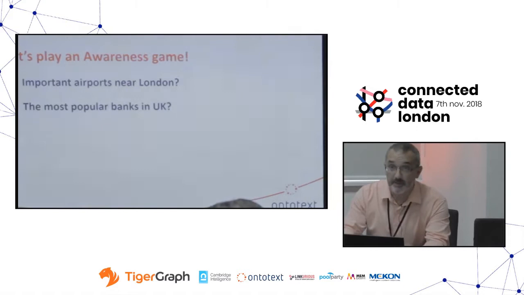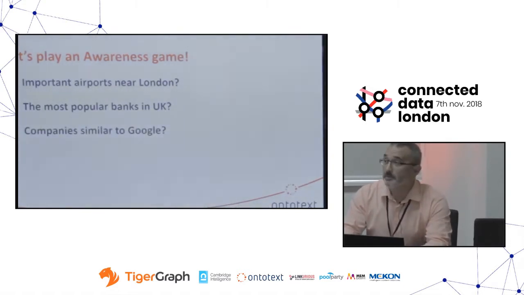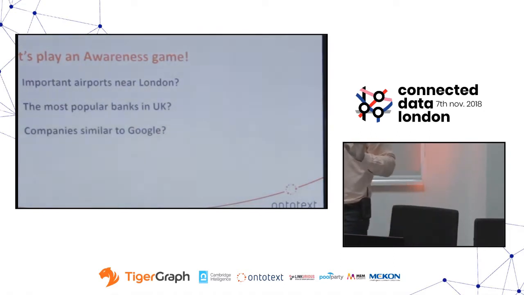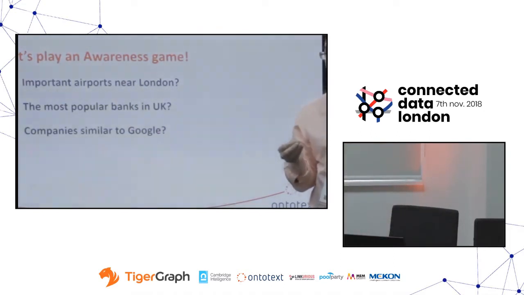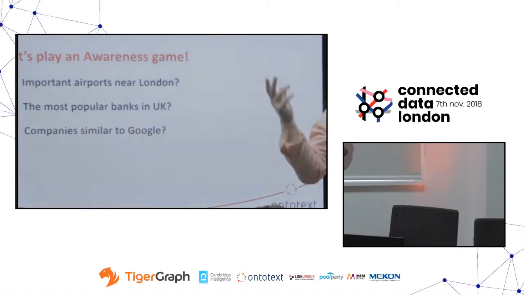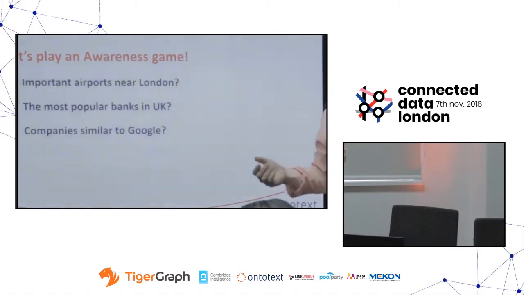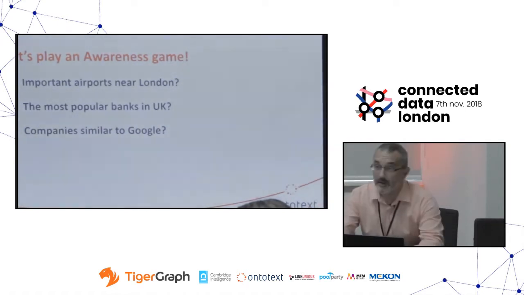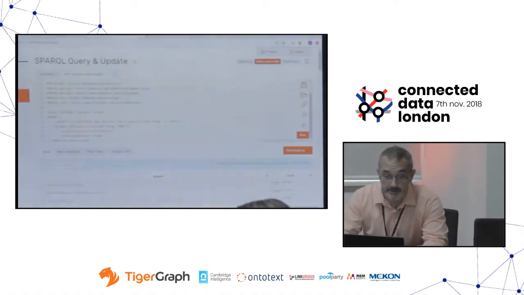Okay, so I'll do my favorite one, and I'm really done. So companies similar to Google. Without asking what it means to be similar, businesses that are similar to Google, what would be your first reaction? Microsoft? There are quite a few now, there are many search engines now. Amazon.